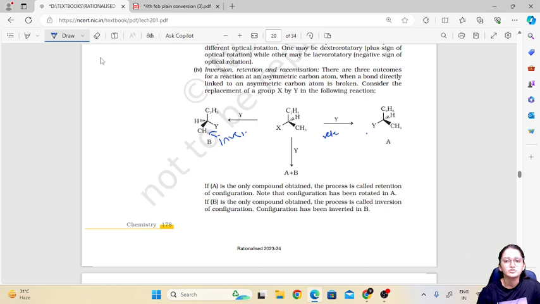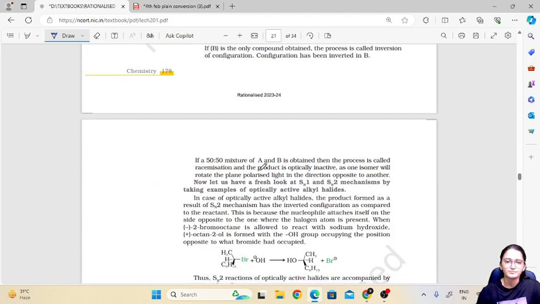this is retention, and A plus B, when you get a mixture of both these products, then it is called racemization. So in SN2 we can see inversion, in SN1 we can see racemization.